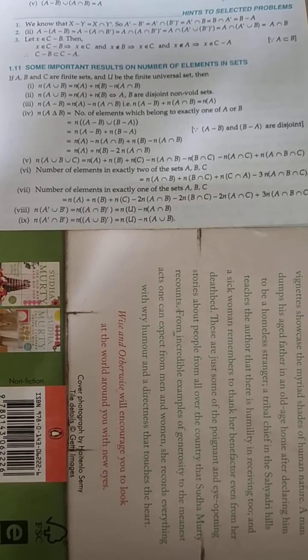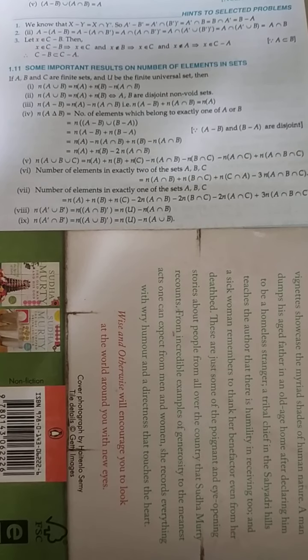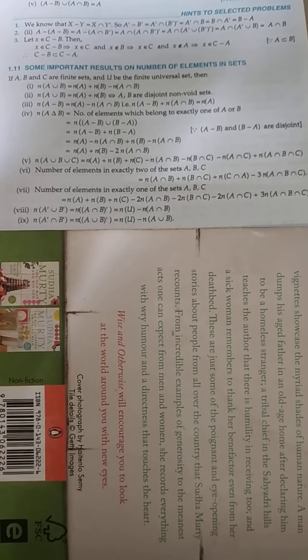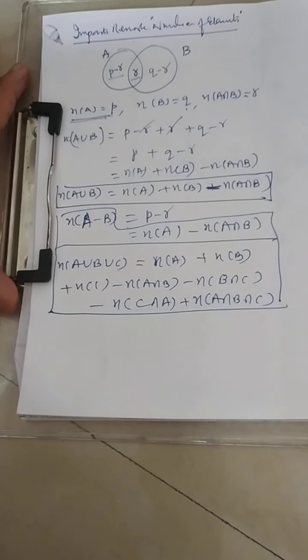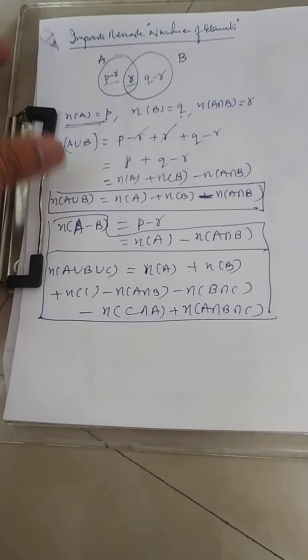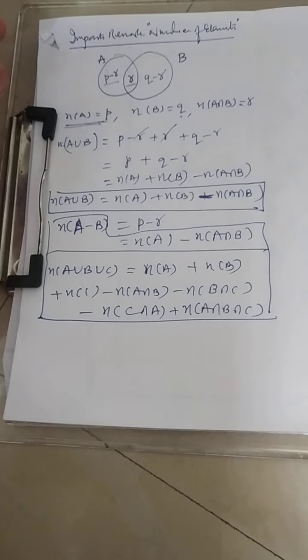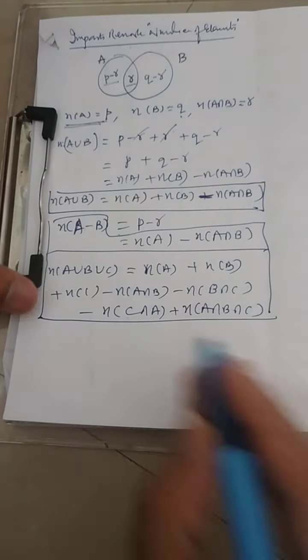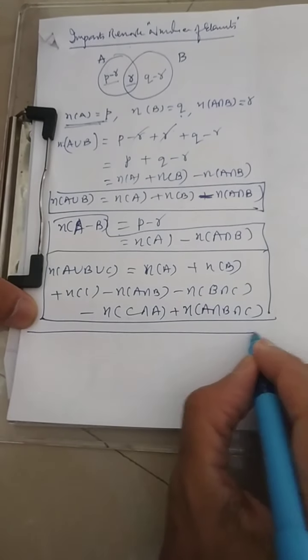Pause the video and note down all these remarks in your notebook. Just now you have seen many remarks. There are two approaches to attempt the question. One is to remember all remarks and solve. I am going to explain both approaches. There is another approach, the Venn diagram. The Venn diagram is a better approach to answer the question.